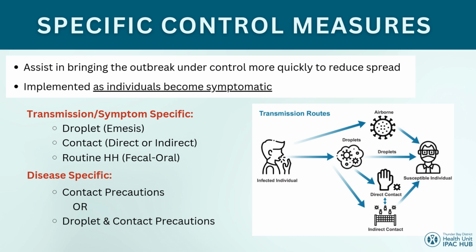Transmission or symptom specific control measures include droplet precautions, contact precautions, and routine hand hygiene. Droplet precautions may be in place if a predominant symptom is vomiting, as infectious droplets can be released. Contact precautions must be in place to reduce the spread of infectious fecal matter or droplets, as contact clients can directly or indirectly infect others or themselves again. Routine practice of hand hygiene will help eliminate any fecal oral route transmission.